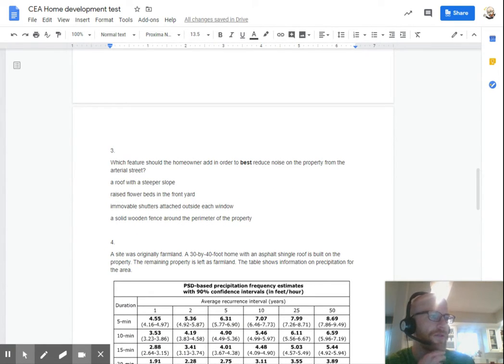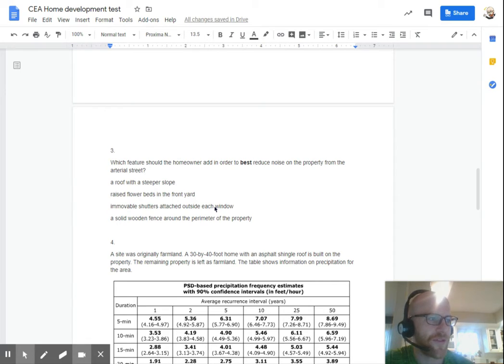Number 3: which feature should the homeowner add in order to best reduce noise on the property from the arterial street? The street that cars are moving through is going to have the most noise pollution, I guess you could call it.